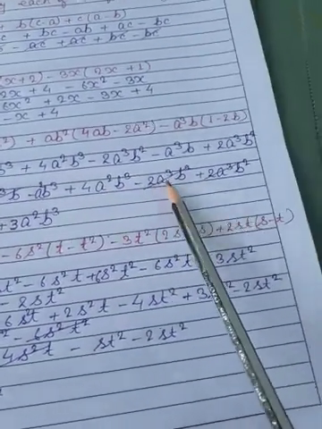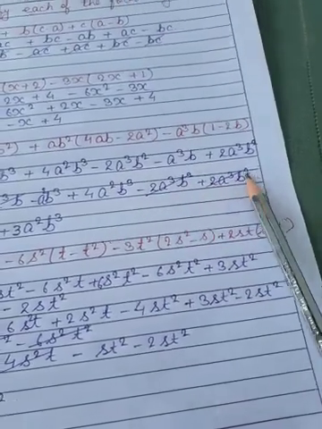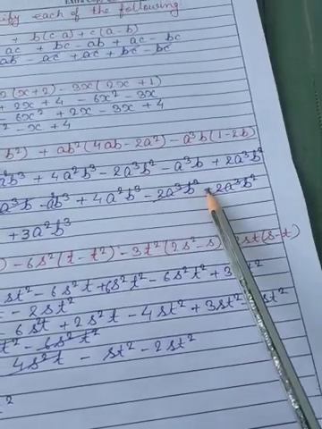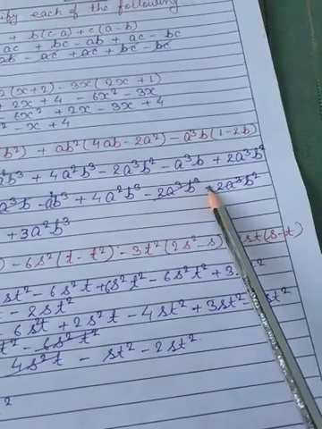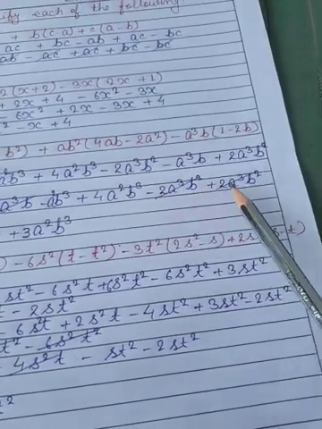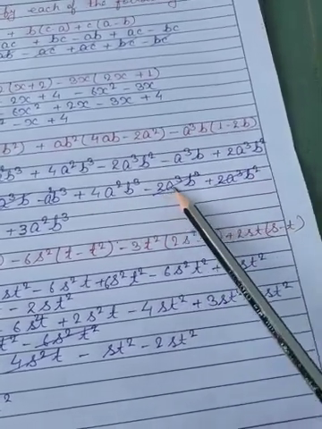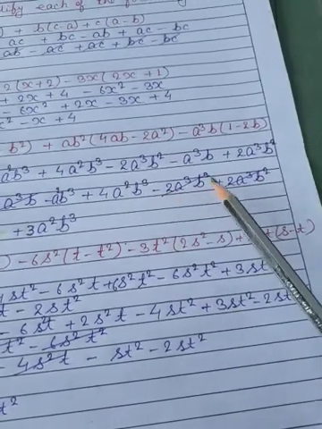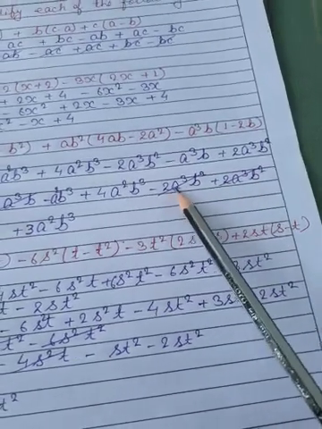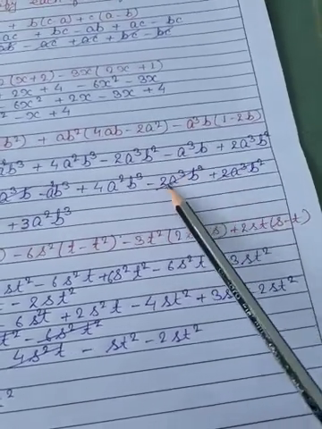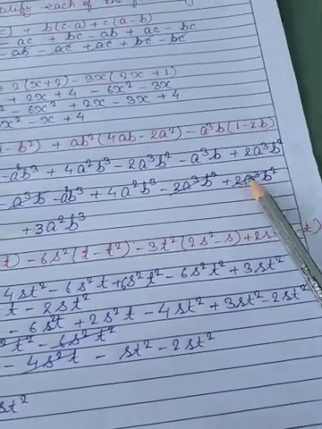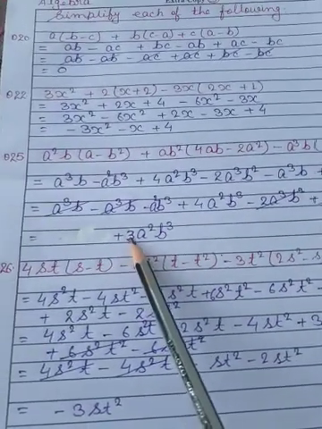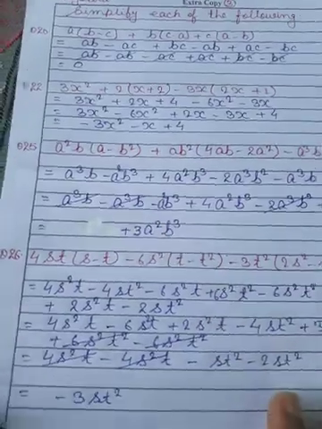Again here 2a cube b square, 2a cube b square, here we have minus, here we have plus, so minus plus minus, so 2a cube b square and 2a cube b square will become 0. Whenever 0 is there, we will cut because these two have opposite signs, so 2 minus 2 will be 0. So our final answer is 3a square b cube.